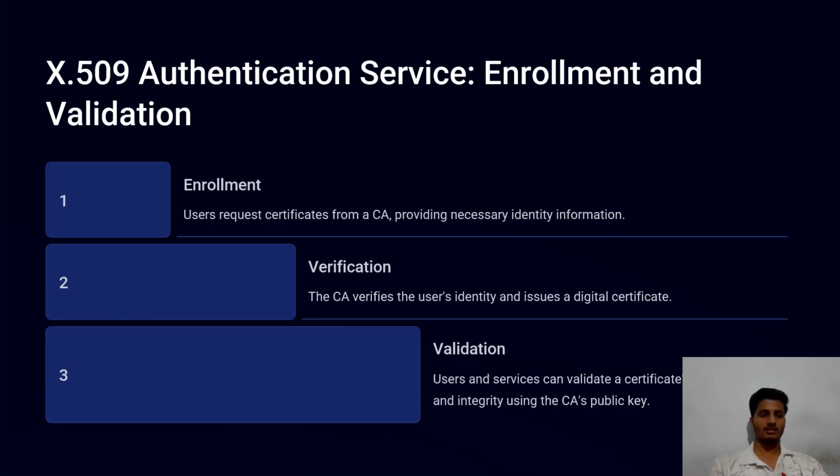Next is X.509 authentication services: enrollment and validation. There are three steps. The first one is enrollment: the user requests a certificate from the CA, providing necessary identity information. Then verification: the CA verifies the user identity and issues a digital certificate. Then validation: users and services can validate a certificate and its integrity using the CA's public keys.